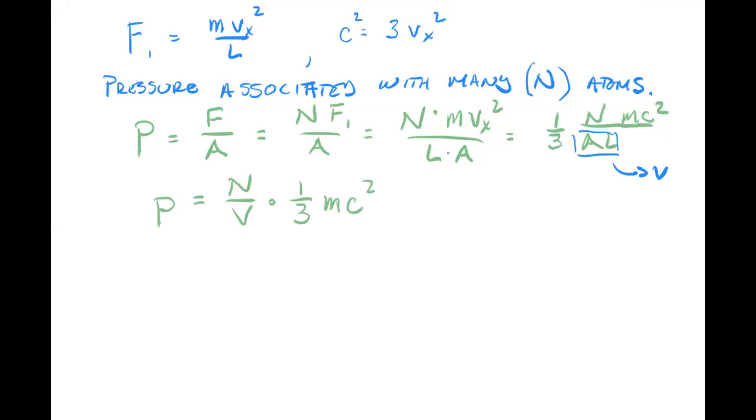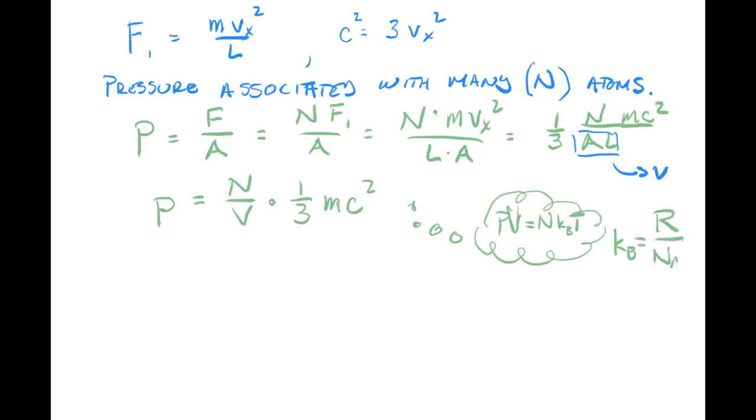Now things are starting to look really similar to something I mentioned a moment ago, right? We're starting to see some of the variables in here for PV equals N kBT. As a quick aside, if you're not familiar with kB, kB is related to the gas constant, R. You just have to divide by Avogadro's number. So recognizing that PV could be equal to N kBT, we rearrange this equation. PV equals N times 1/3 m c squared. Substituting for PV, we have N kBT is equal to N times 1/3 m c squared.